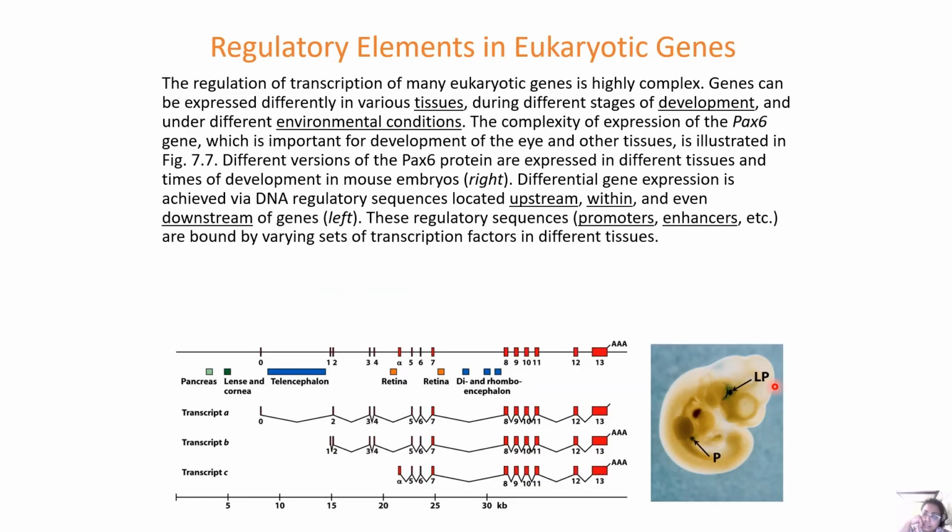Now, what are the regulatory elements in eukaryotic genes? Regulation of transcription of many eukaryotic genes is highly complex. Genes can be expressed differently in various tissues during different stages of development and under different environmental conditions. The complexity of expression of the PAX6 gene, which is important for development of the eye and other tissues, is illustrated here. Different versions of the PAX6 protein are expressed in different tissues and times of development in mouse embryos.